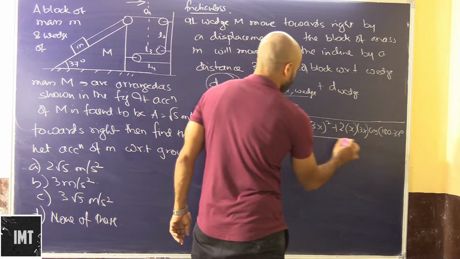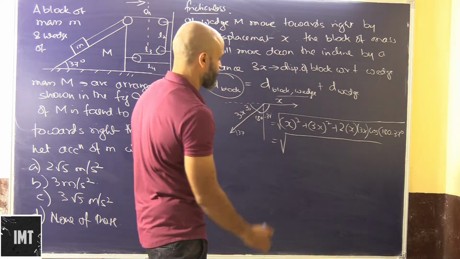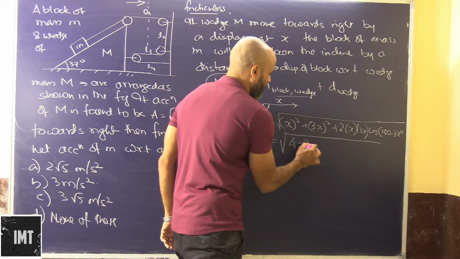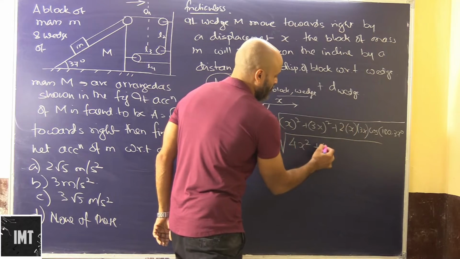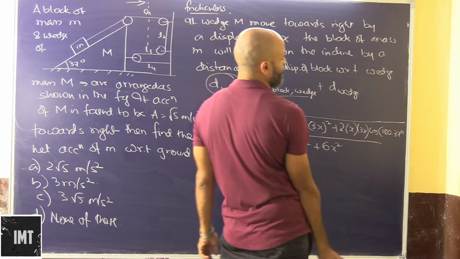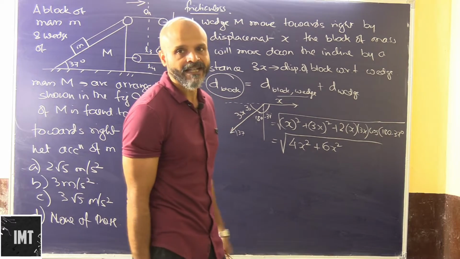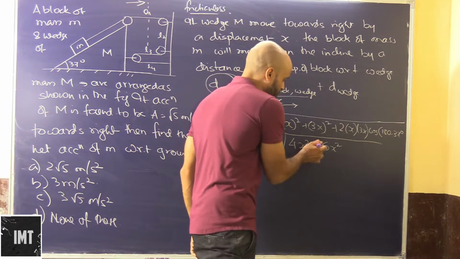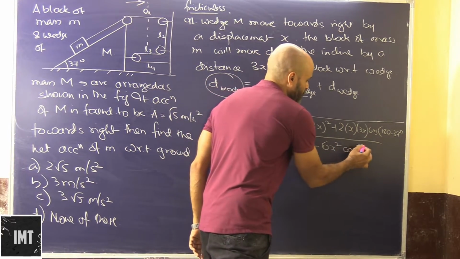So what is this going to be? This is going to be x square plus 3x square, that will be 4x square, plus 2 into 3x square, that is 6x square. Cos 180 minus theta we know is minus cos theta. So this plus will change into minus cos 37.